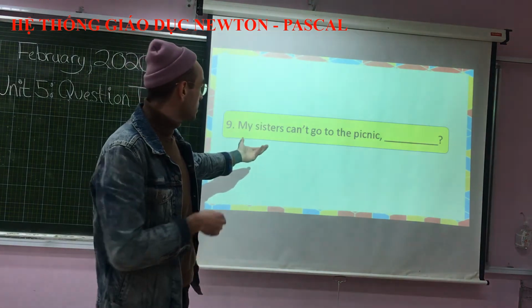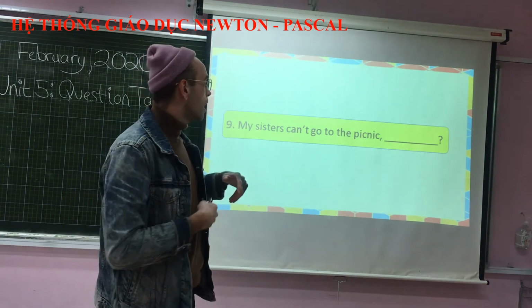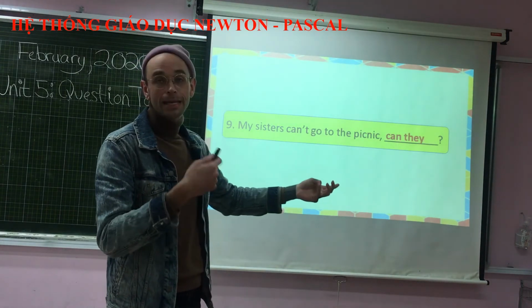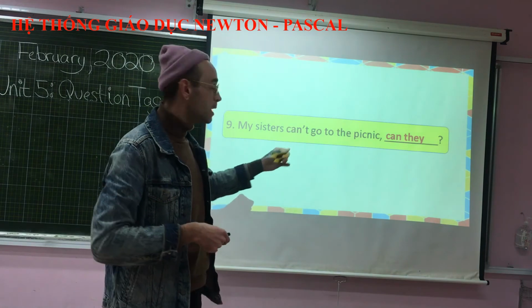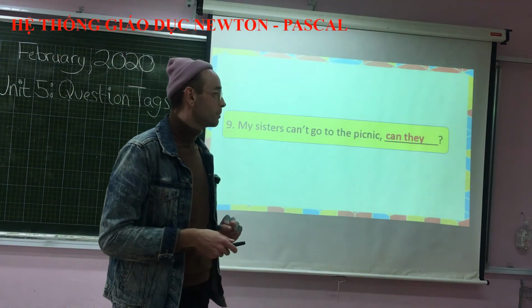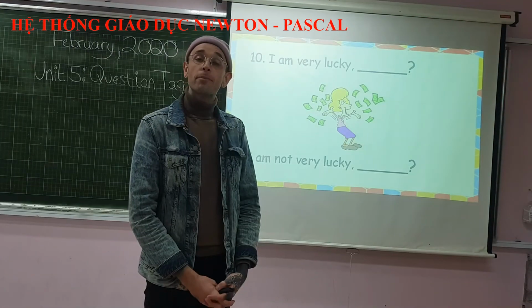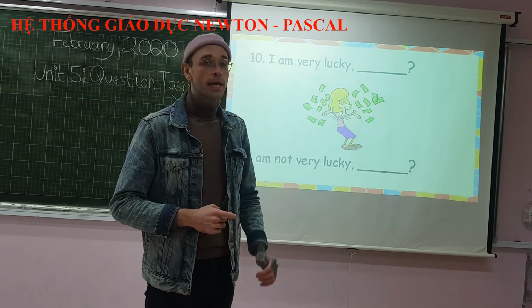We have can't on the left side. Can't is negative, so on the right side we need can. And we've already discussed that our pronoun should be they, so our sentence should read, my sisters can't go to the picnic, can they? All right, and that brings us to our last exercise for today, number 10.